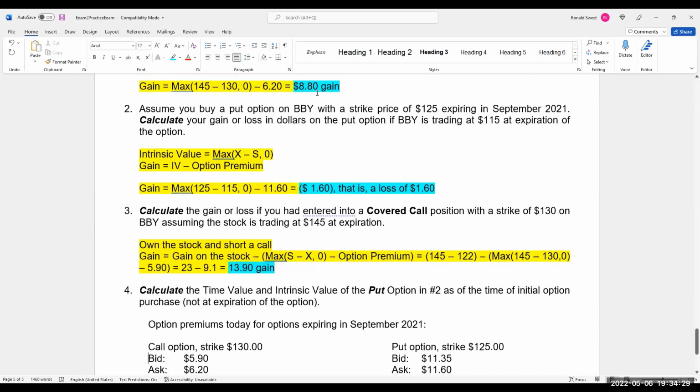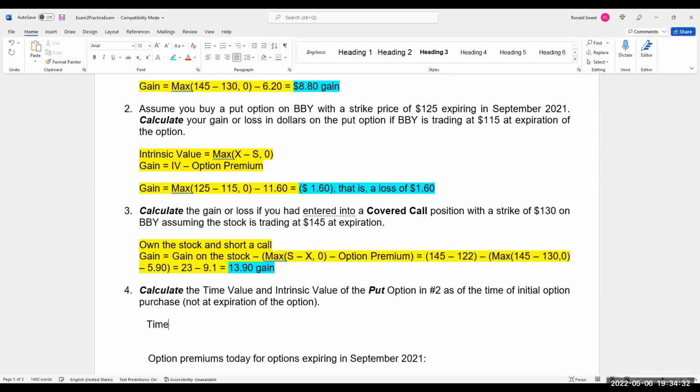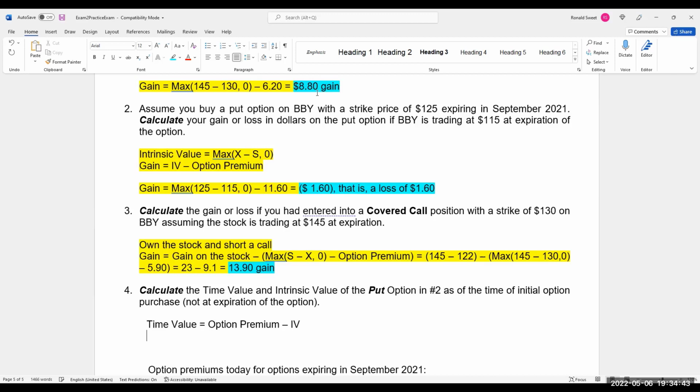And then the last one is the time value. So we know that time value equals option premium minus the intrinsic value. So the intrinsic value, here we're talking about a put option. It's going to be the max of the strike minus the stock, comma 0. Don't get the intrinsic value mixed up with the gain. The gain is the max X minus S, comma 0 minus the option premium. The intrinsic value doesn't have the minus the option premium. The intrinsic value is just the max X minus S, comma 0.